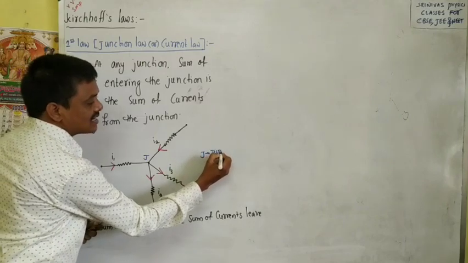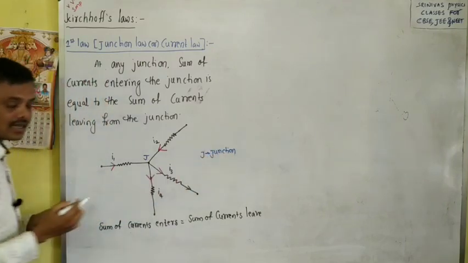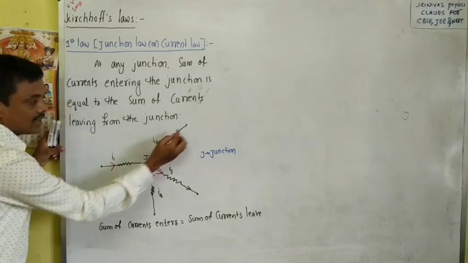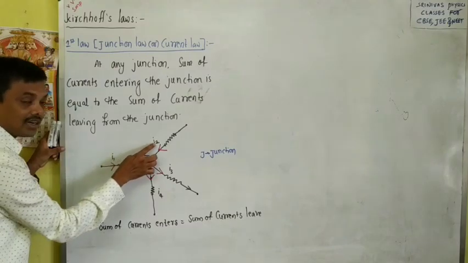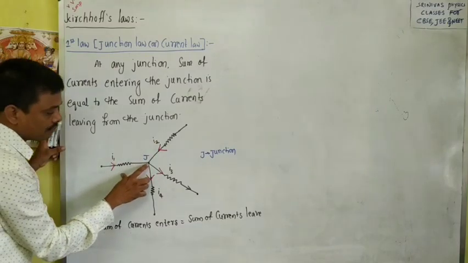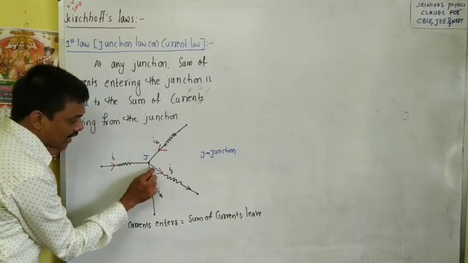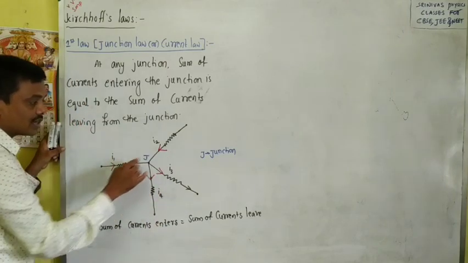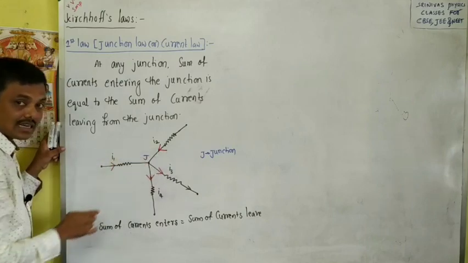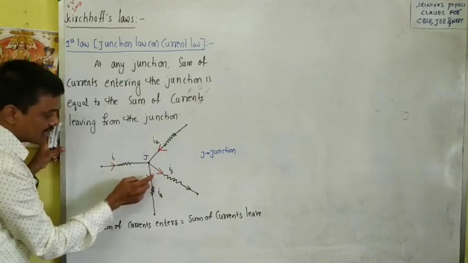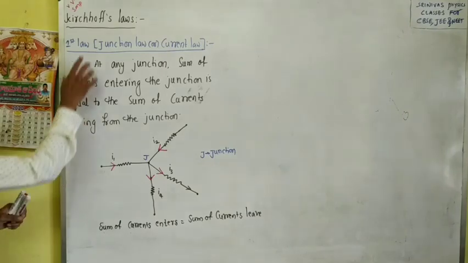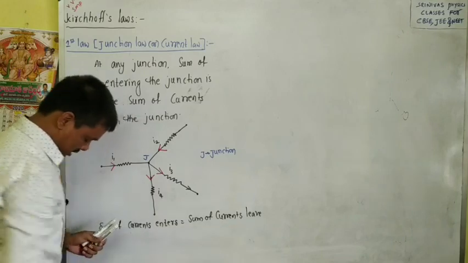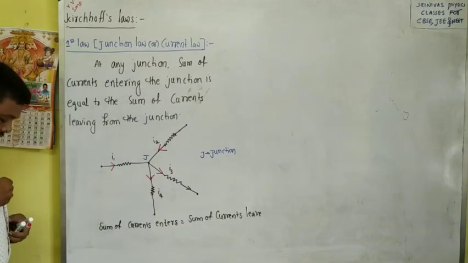Now at the junction, what is the rule? The rule is that the sum of currents entering the junction equals the sum of currents leaving. Here the current is entering, here the current is entering. That means I1 and I2 are entering, and I3 and I4 are leaving. By the arrow mark we know: an arrow towards the junction means entering, and an arrow away from the junction means leaving. What is our first law? The sum of currents entering is equal to the sum of currents leaving from the junction.